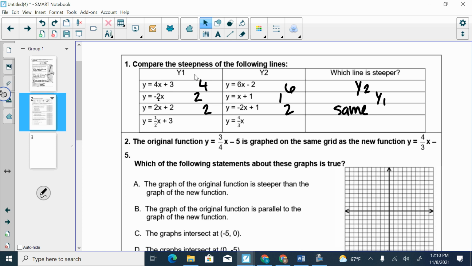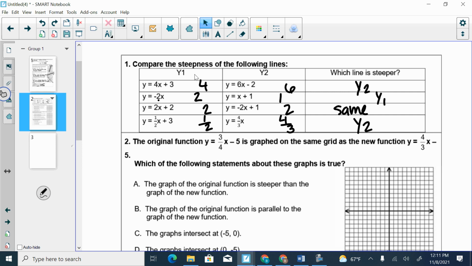So we got a slope of what on this equation? 1/2. And a slope of what on this one? 4/3. So out of those two, which one's bigger? Y2, the 4/3, right? So Y2 is going to be steeper than Y1.